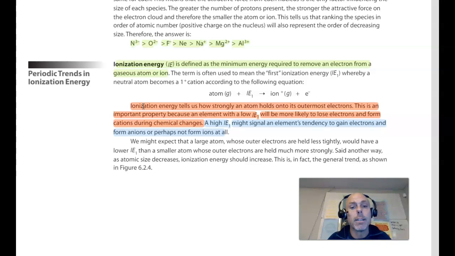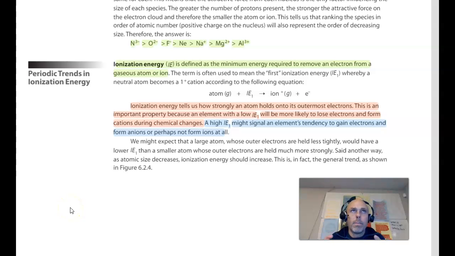A high ionization energy, on the other hand, might signal an element's tendency to gain electrons and as such form anions, negative ions. Or perhaps not at all, to share possibly, which we'll talk about later in electronegativity. So ionization energy can be used to predict how likely an atom is to gain versus lose electrons, among some other factors that it influences.